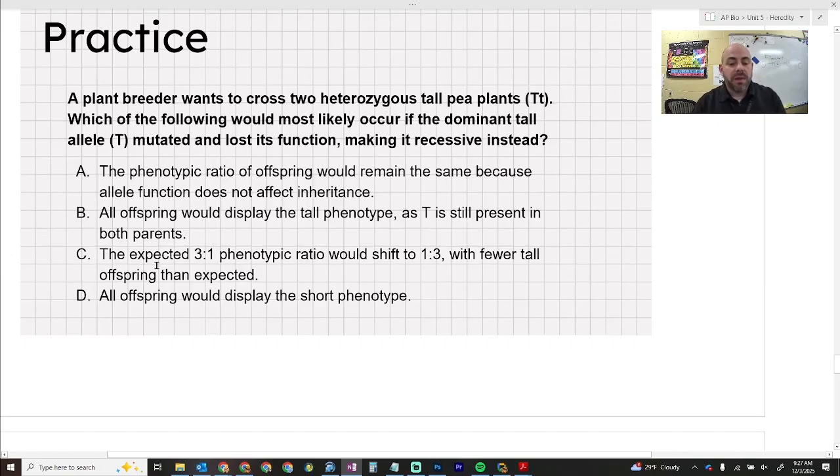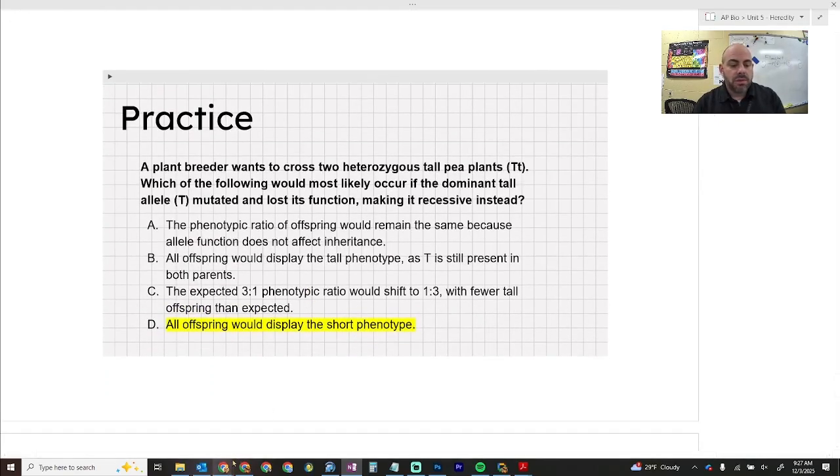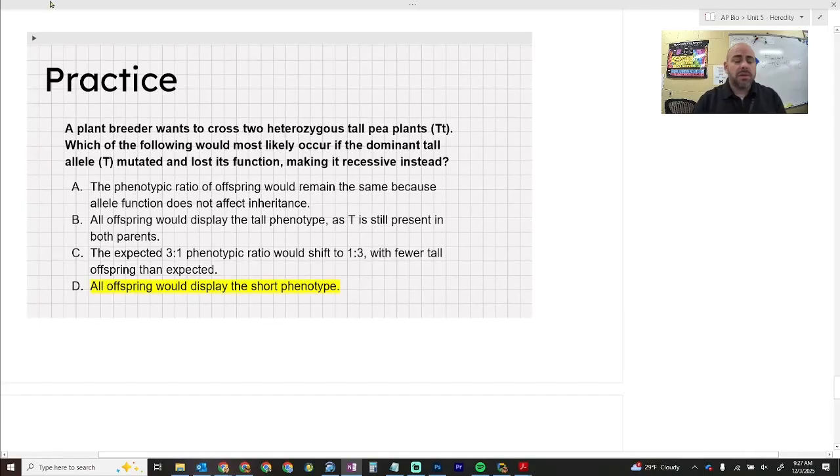All offspring would display the short phenotype. Correct, making it short. That was not as hard as I thought it was going to be, but still you had to kind of think through them and look at them.